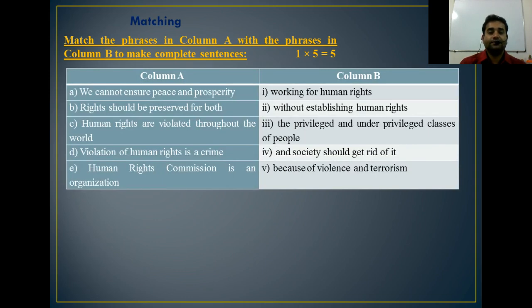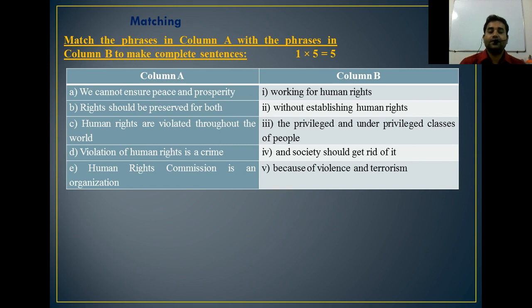This is the table. In column A, there are 5 phrases. Number A, we cannot ensure peace and prosperity. Number B, rights should be preserved for both. Number C, human rights are violated throughout the world. Number D, violation of human rights is a crime. Number E, Human Rights Commission is an organization.